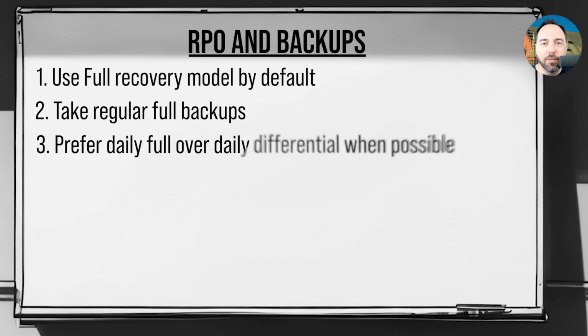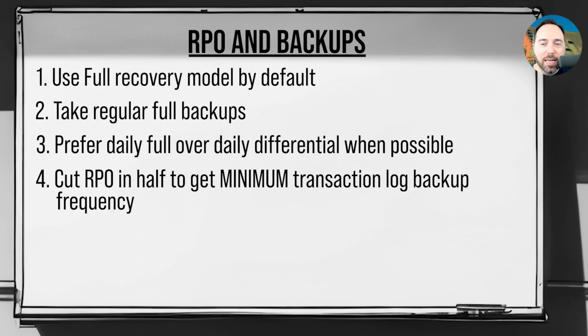If you are taking daily full backups, you won't need differential backups. Save those for the really large databases. When it comes to log backups, take your RPO and cut it in half, and that's the minimum log backup frequency you should use if your recovery strategy is to restore from backup. For example, if your RPO is 1 hour, make sure you're taking a log backup at least every 30 minutes. That way, if your last log backup failed and your server crashed right around the same time, you can still stay within the 1 hour window.